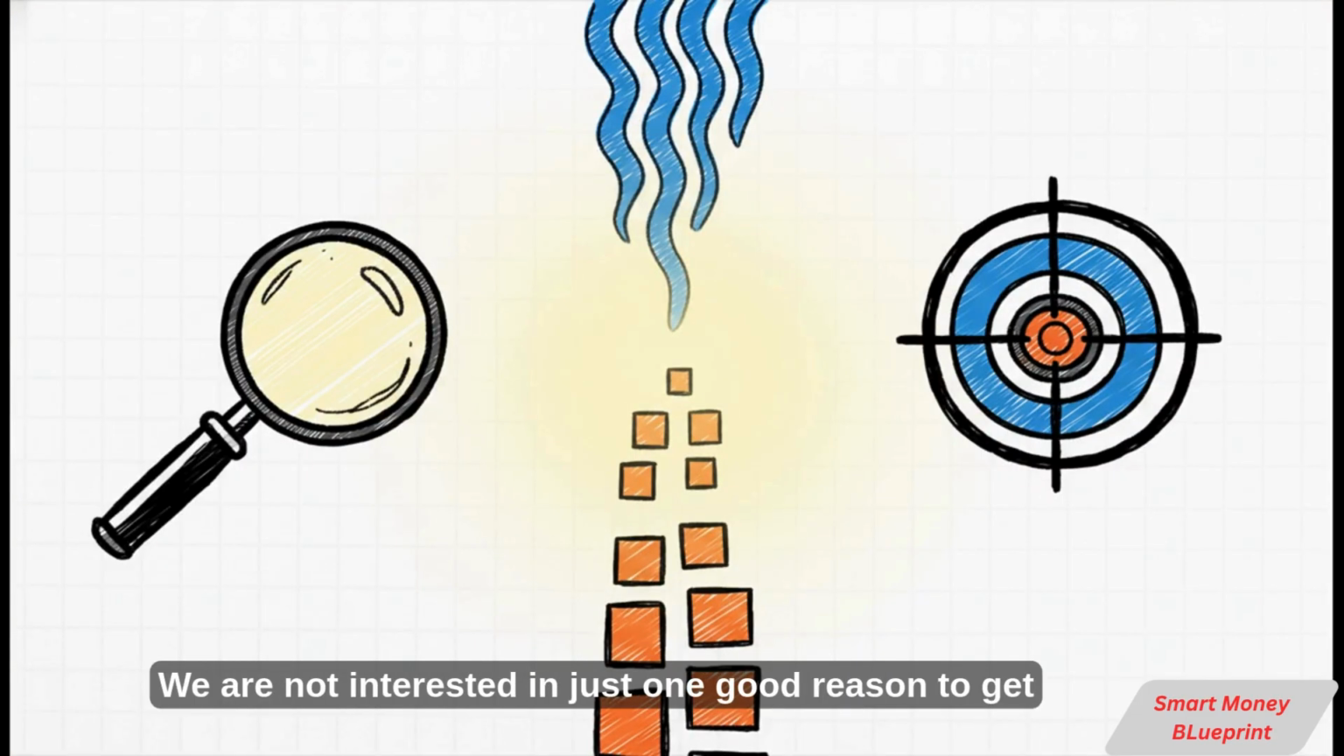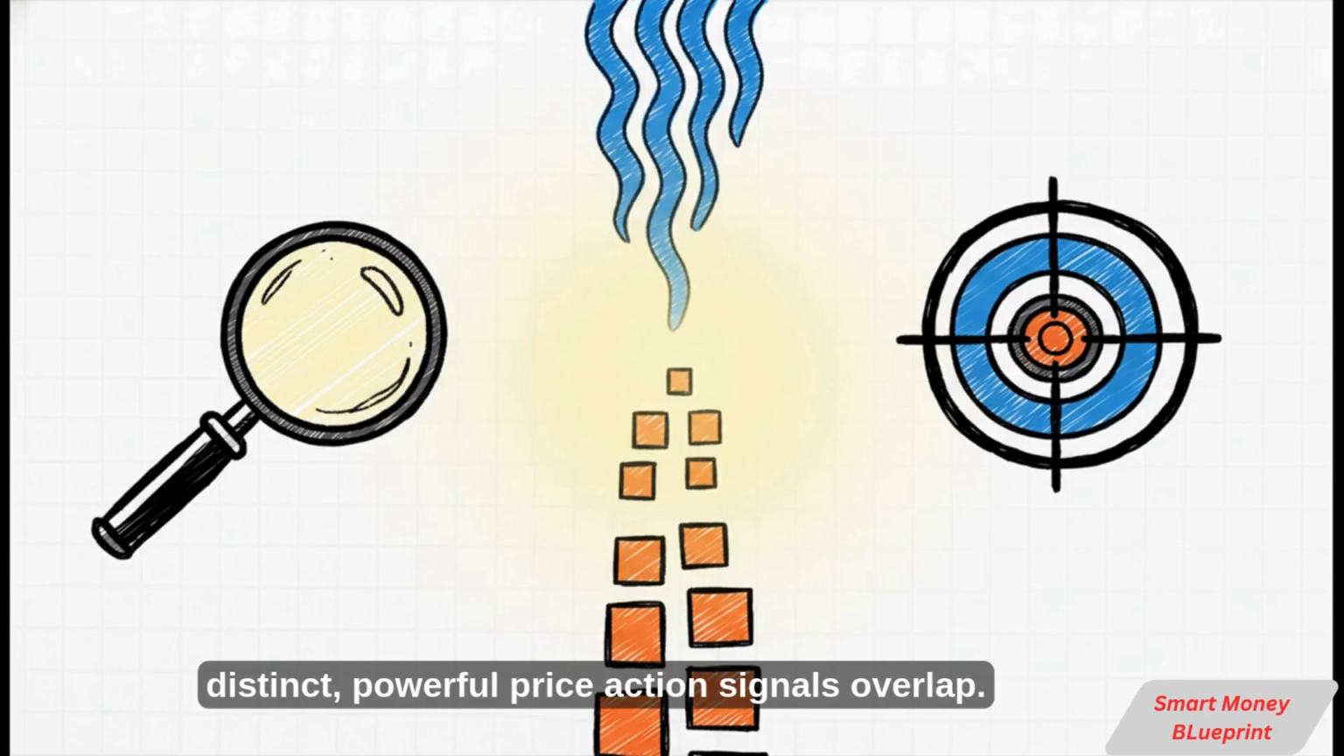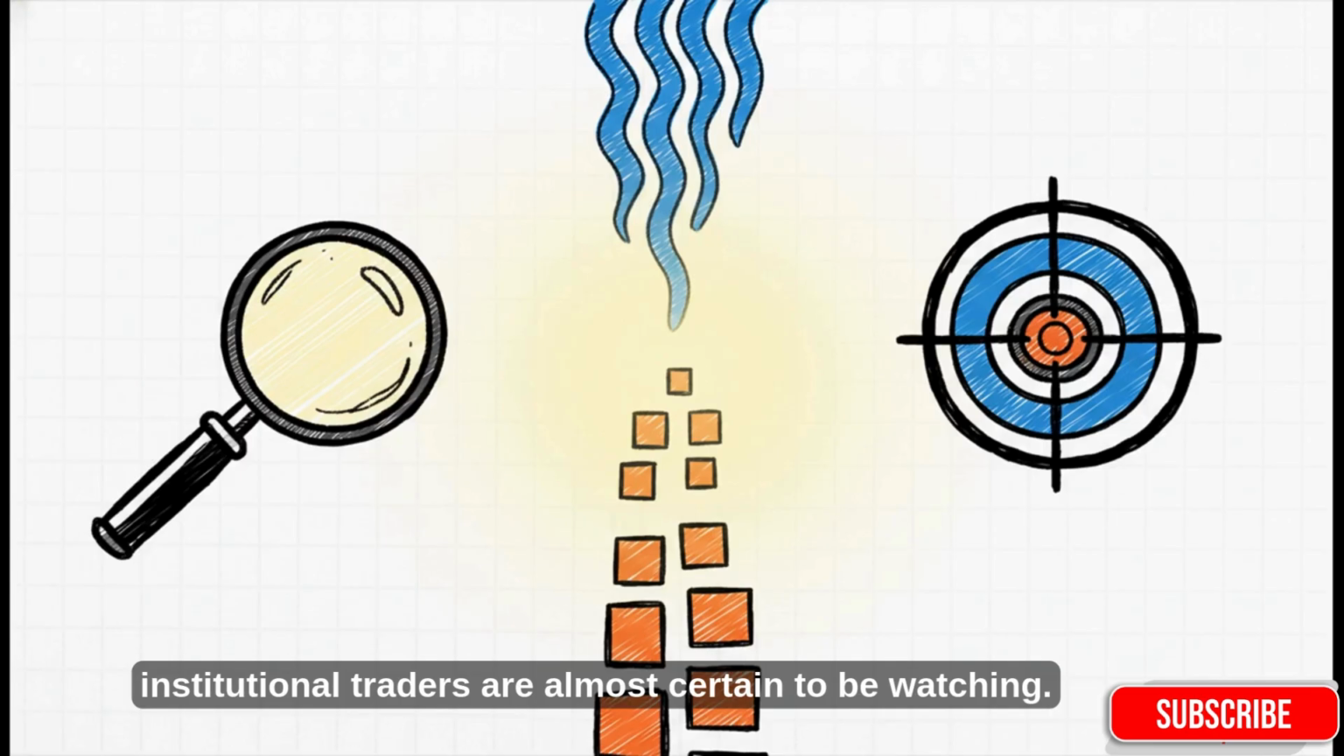And that, right there, is the entire philosophy of this model. We are not interested in just one good reason to get into a trade. No, we are hunting for a very specific spot on the chart where two distinct, powerful price action signals overlap. This little zone of confluence is an area that big institutional traders are almost certain to be watching.